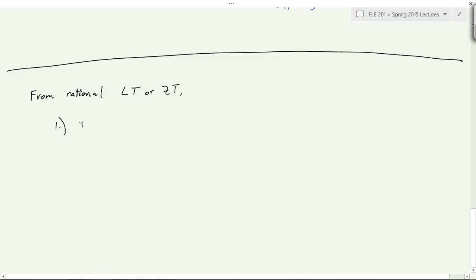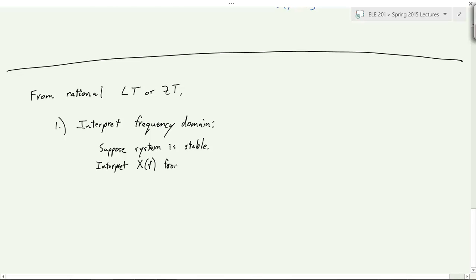Okay, so one is you can interpret the frequency domain. So let's suppose that your system is stable, and we want to know, well, really what we're talking about is we want to evaluate the Fourier transform, because if it's stable, then the imaginary axis is in the region of convergence, so we could evaluate the Fourier transform directly from the Laplace transform. So suppose the system is stable. Interpret X of f from poles and zeros.